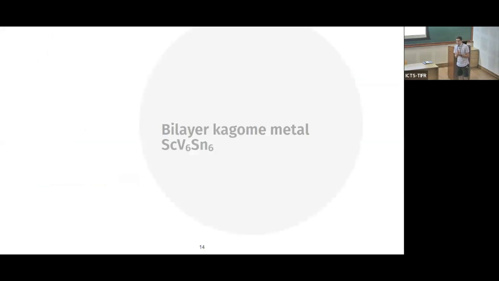Okay, so that was laying out the stage, and now I want to look at an illustrative example of how we can use these ideas to better understand charge density waves, and I'm going to use the bilayer Kagome metal scandium vanadium tin to do that.